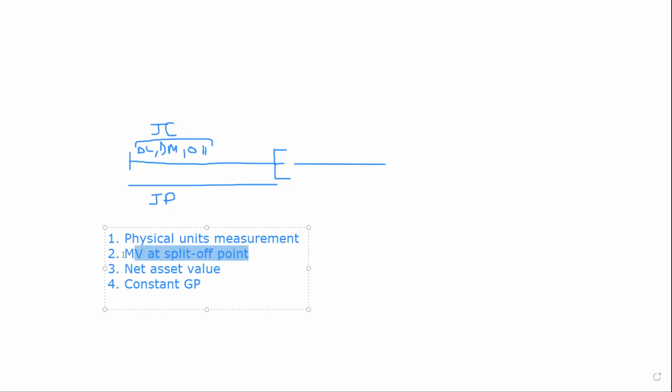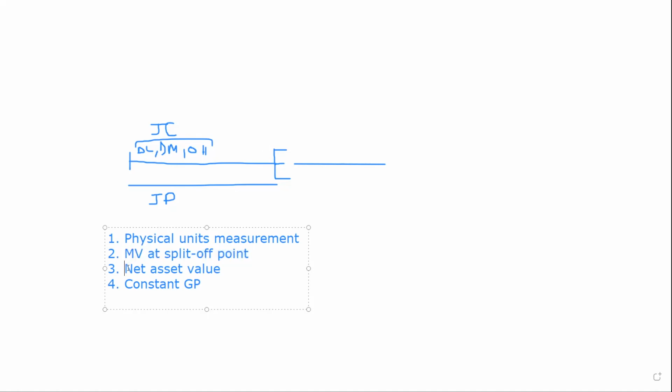The market value at split off point. You can use it if the joint products can be sold to an external market at split off point. You must read the scenario carefully to determine whether there is a market available for the product as is at split off point. If there is, that means there will be a market selling price, so we will be able to split based on selling price. That's very important.